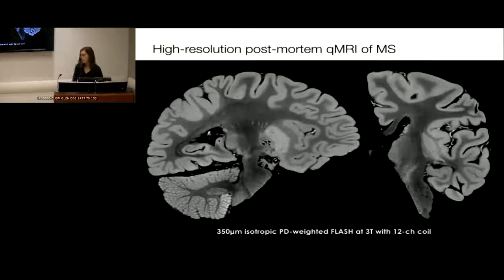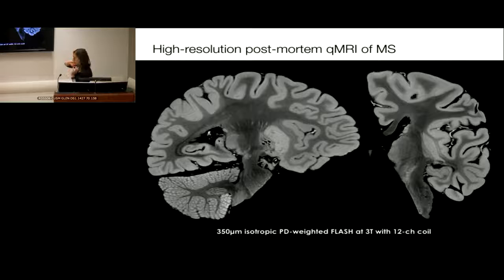So we decided to address this by doing a post-mortem imaging study of a multiple sclerosis brain. We got this sample from the Douglas Brain Bank. They were fantastic to work with. They allowed us to scan the whole brain when they received it and to then collaborate with them to do all of the histopathology afterwards.